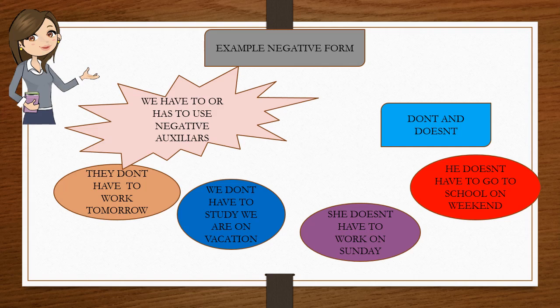In this case, we are using he doesn't or she doesn't instead of hasn't, because doesn't is making the function of the third person singular. That's why we use he doesn't have or she doesn't have, because doesn't accomplishes the rule of the third person singular.